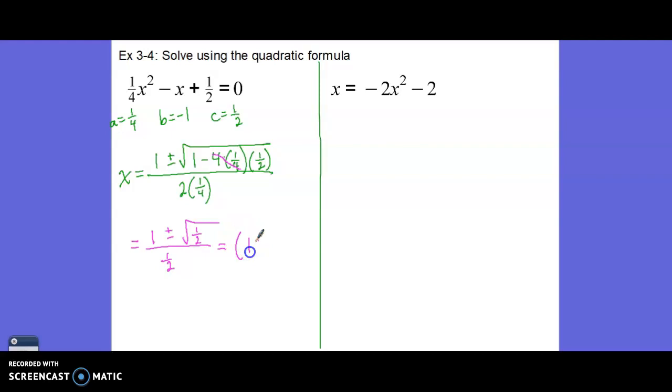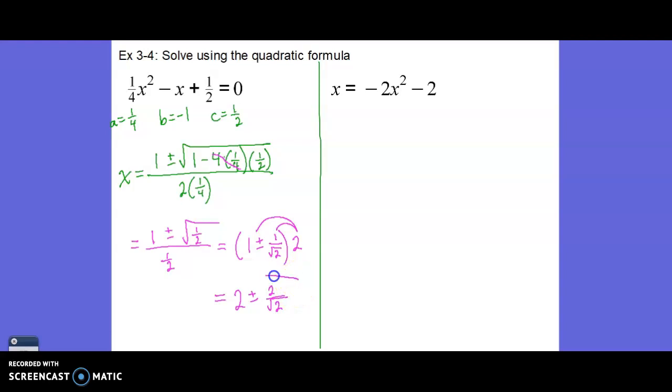I'll go ahead and write it. 1 plus or minus, well, you could square root each piece. Square root of 1 is 1. This would be root 2. And instead of dividing by 1/2, I can multiply by 2. So as I distribute this in, we'll have 2 plus or minus 2 over root 2.